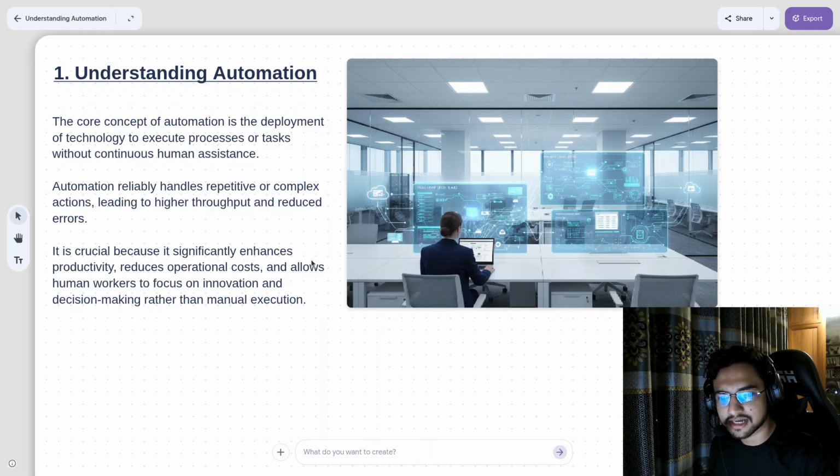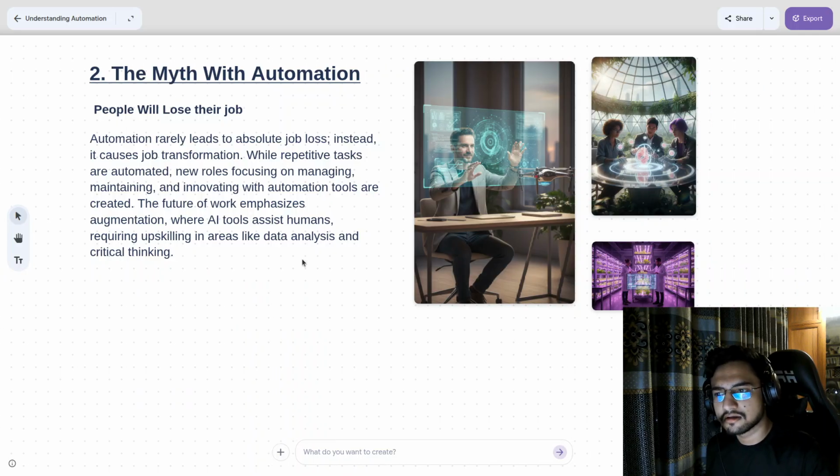So let's try to understand the myths behind it. The most excruciating pain that we feel is the myth that people will lose their job. Okay, now the fact is automation rarely leads to absolute job loss. Instead, it causes job transformation. Okay, while repetitive tasks are automated, new roles focusing on managing, maintaining and innovating with automation tools are created. The future of work emphasizes augmentation. It kind of relates with augmented reality. Okay, augmentation where AI tools assist humans, requiring upskilling in areas like data analysis and critical thinking.